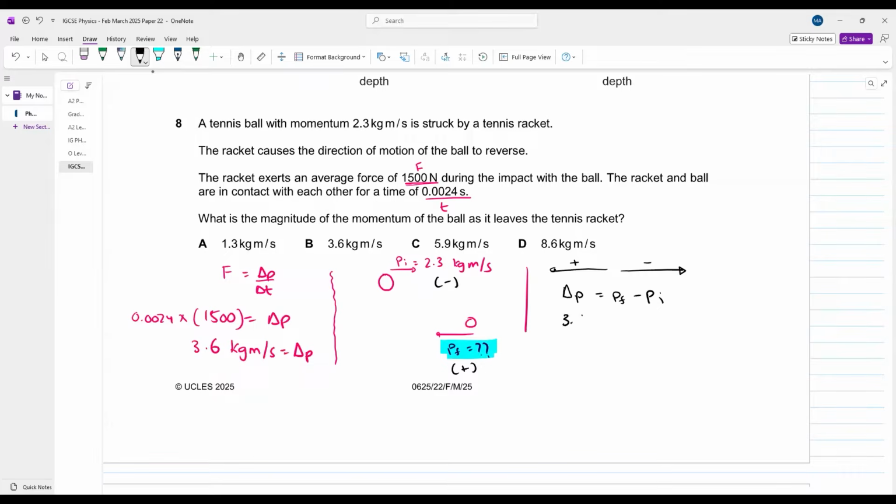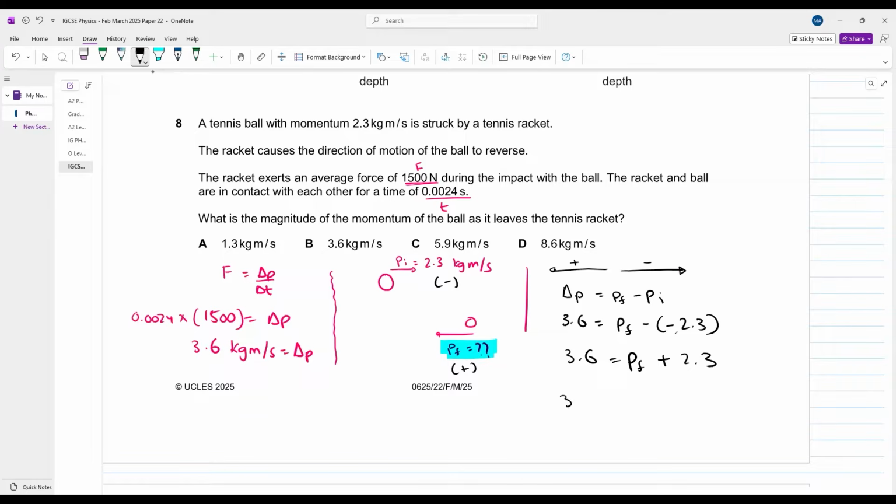Change in momentum is 3.6. Final momentum PF minus 2.3. Why an added minus here? क्योंकि हमने assume किया है all the vectors acting towards the right are taken as negative, negative, negative, positive हो जाएगा. 3.6 is equals to the final momentum plus 2.3.